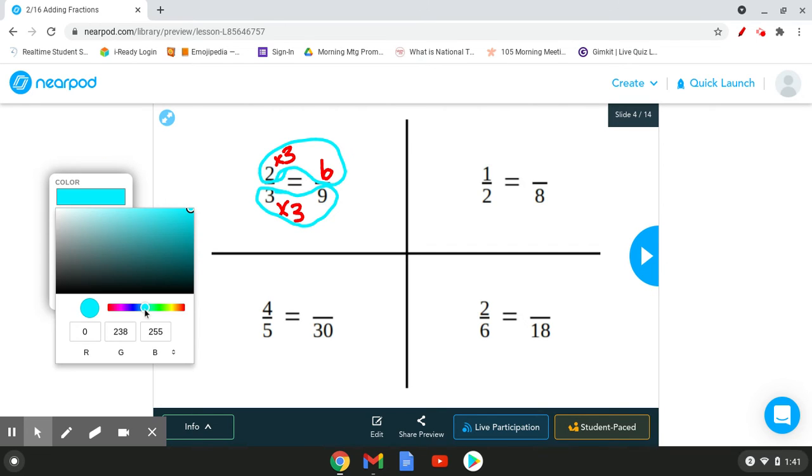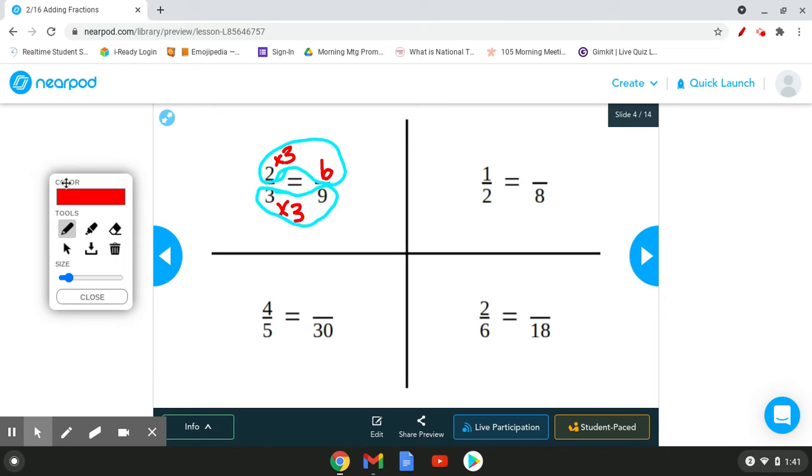All right, so let's take a look at what you got for the other 3 problems. So again, thinking to yourself, 2 times what equals 8? Well, 2 times 4. If I multiply the bottom by 4, I have to multiply the top by 4. Whatever I do to the bottom, I do to the top. 1 times 4 gives me a new numerator of 4.